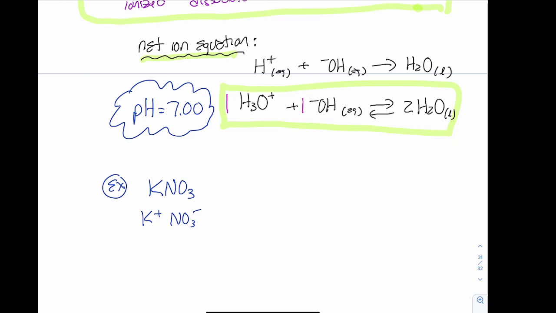Potassium's a group 1A cation. Those are always going to be inert. You can also think about it as coming from a strong base. KOH is a strong base, so potassium, it's not going to be reactive. And then nitrate, that's the conjugate base of a strong acid. And we had said that the conjugate base of a strong acid is not basic, it's inert. So this would be a neutral salt.